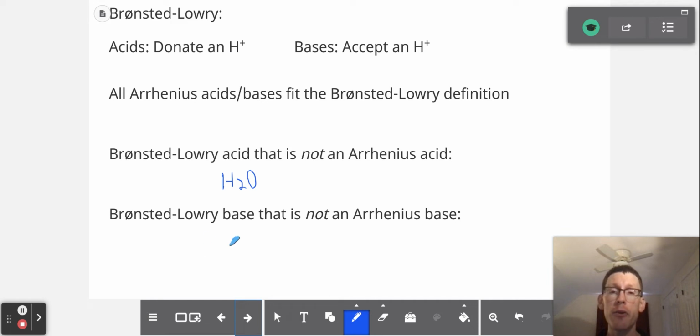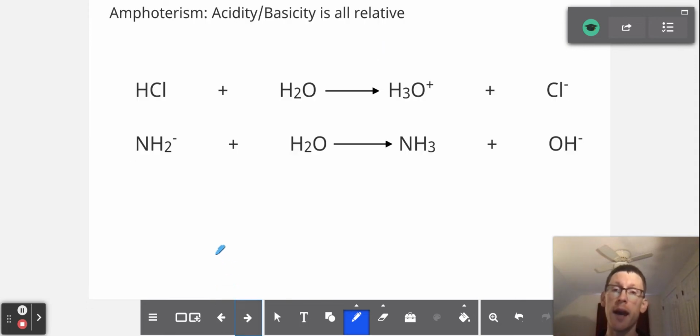For Bronsted-Lowry bases that are not Arrhenius bases, a good example is NH3. NH3 is not hydroxide. It is not OH minus. But like hydroxide, it is perfectly capable of reacting with an acid and picking up an H plus, accepting an H plus. So let's see how Bronsted-Lowry acids and bases behave.